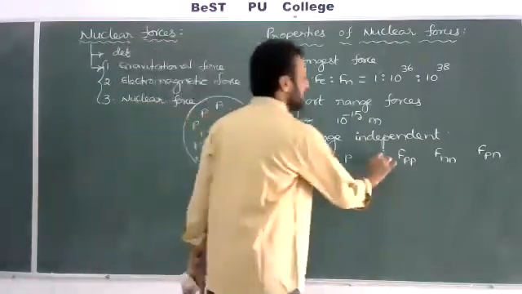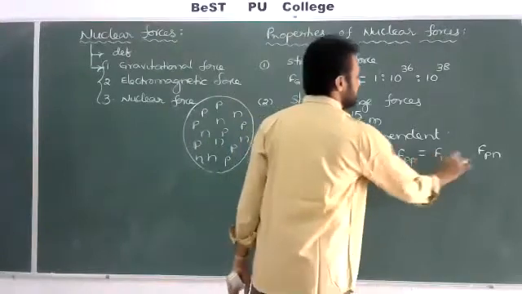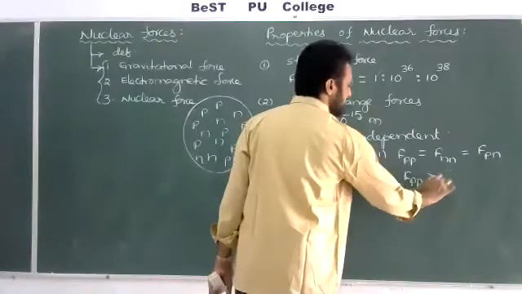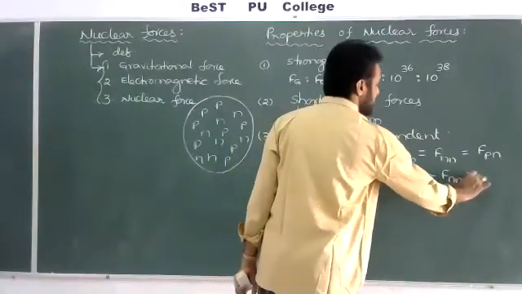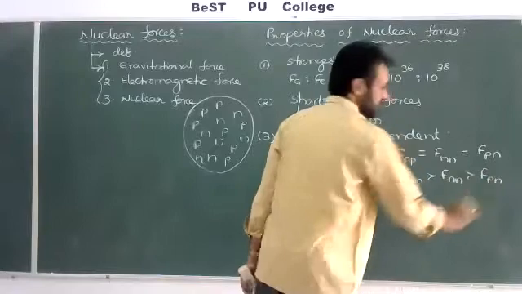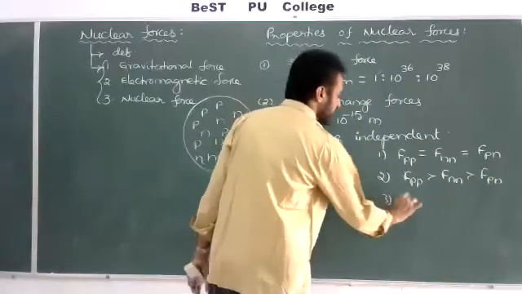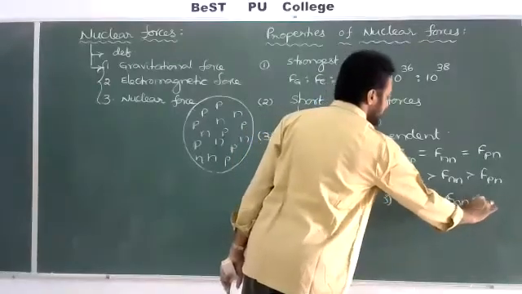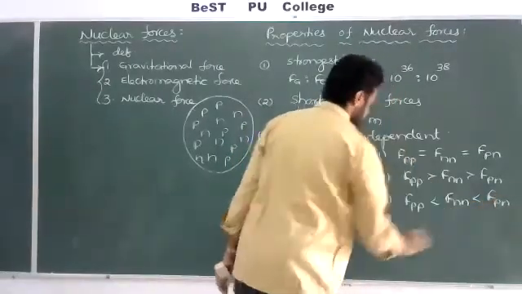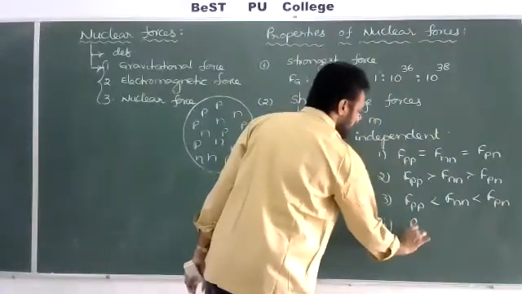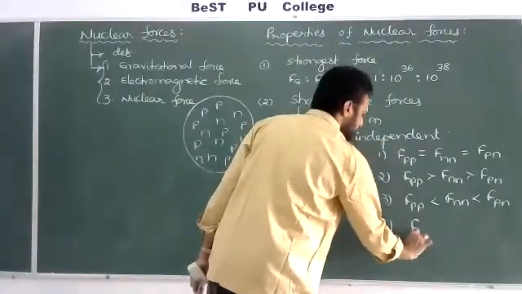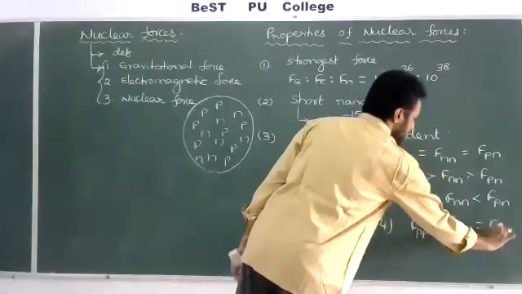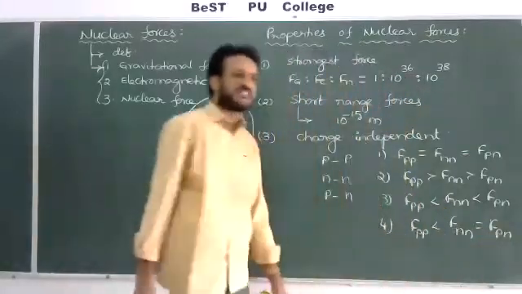What they are asking: the first option, we can write all equal. Second option, F proton is greater than F neutron is greater than F proton neutron. Third one, F proton is less than F neutron is less than F proton neutron. Fourth one, F proton is less than F neutron equal to F proton neutron. These are the 4 options.